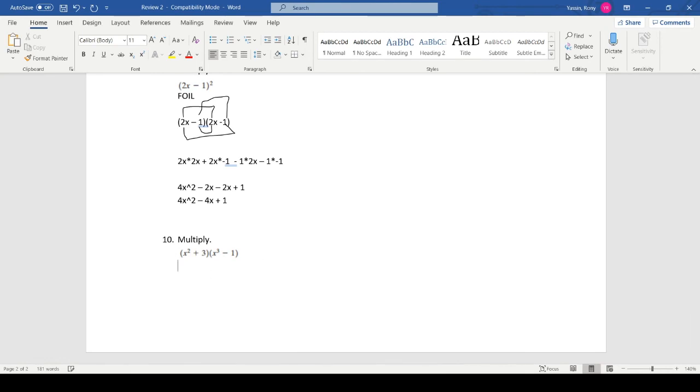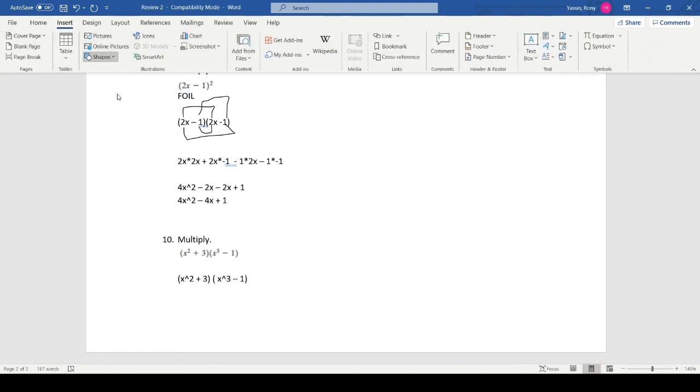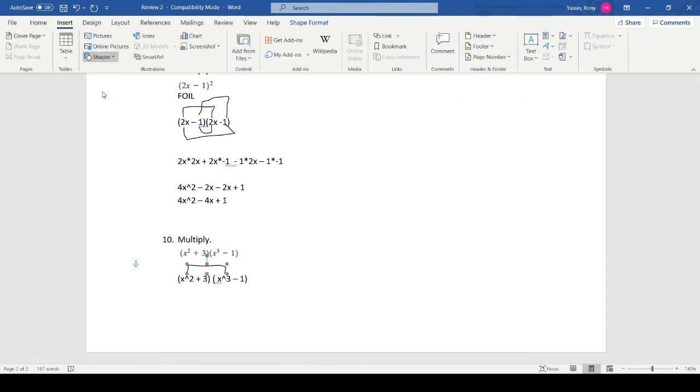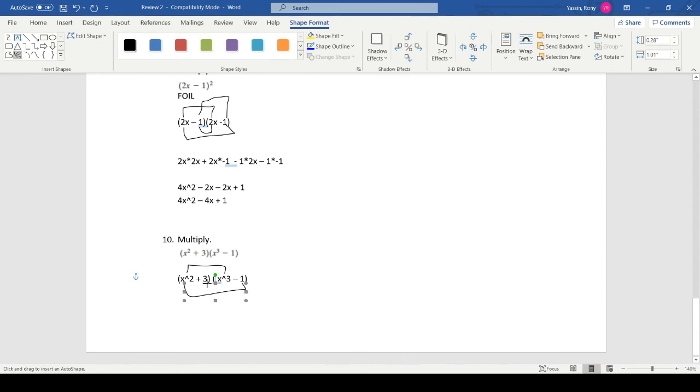So our problem says x to the second plus 3 times x to the third minus 1. Okay, so let's FOIL. So I'll draw it out again for you. So we're going to do first. So that's first. These are the two first terms. Now we have to do outside. So x squared here and then the minus 1 here are outside. Inside is 3 times the x to the third. So we're going to do inside. And then last. So last is 3 times the minus 1. Okay?